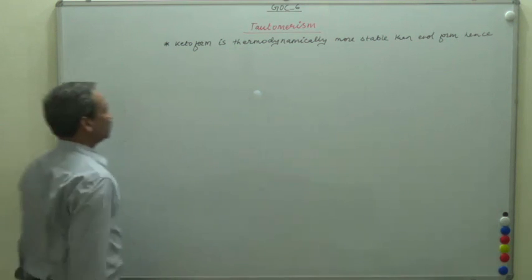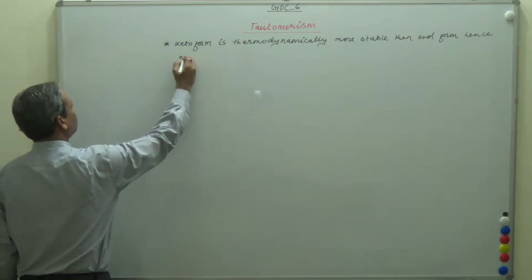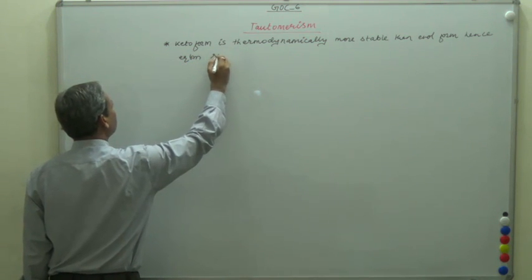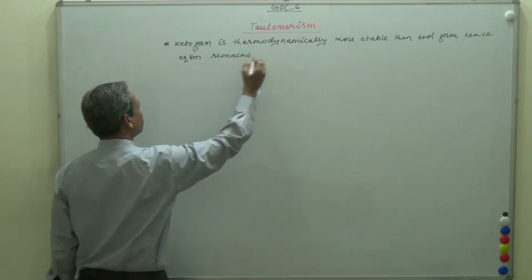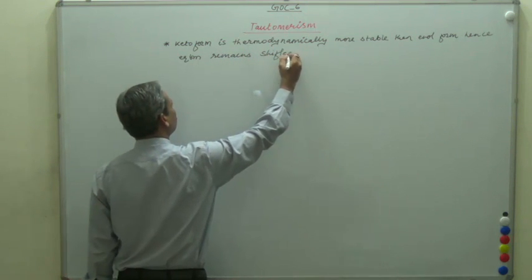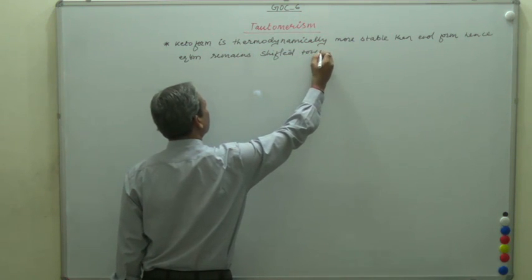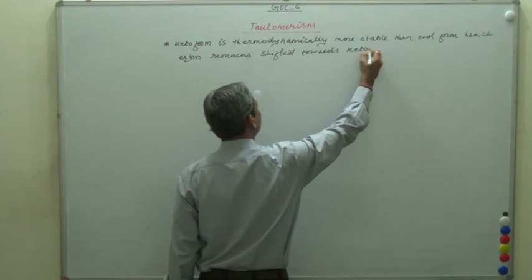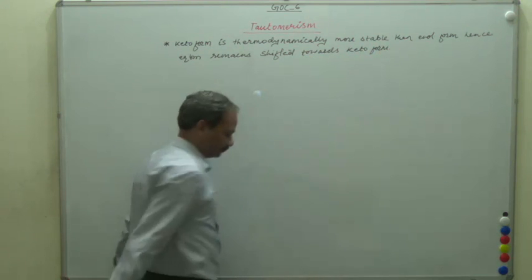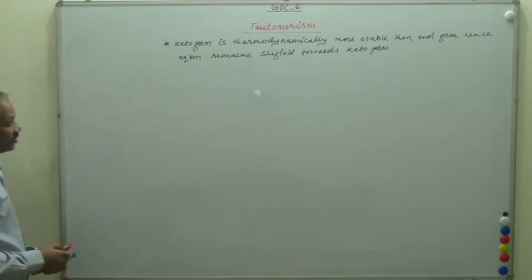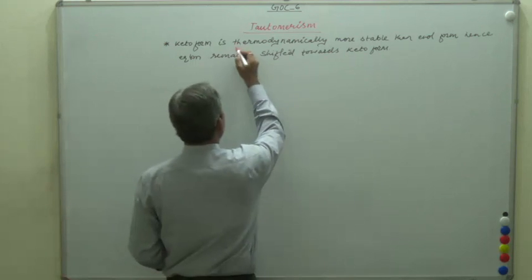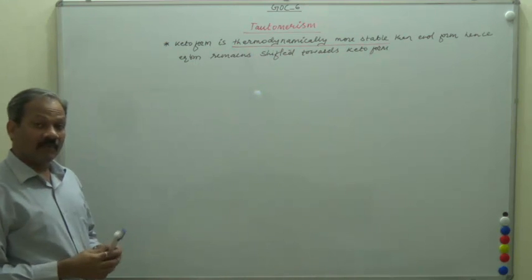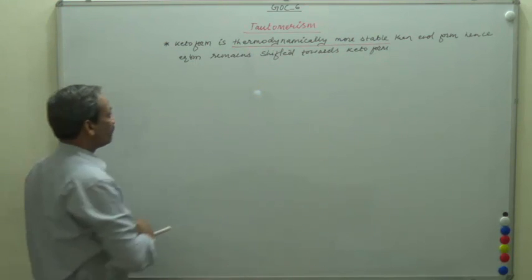Hence, equilibrium remains shifted towards keto form because of more thermodynamic stability. Equilibrium remains shifted towards more stable form.